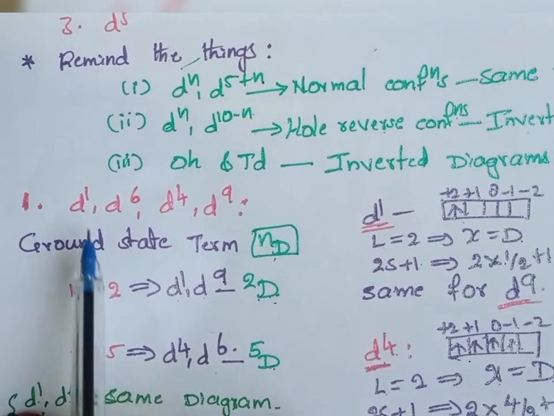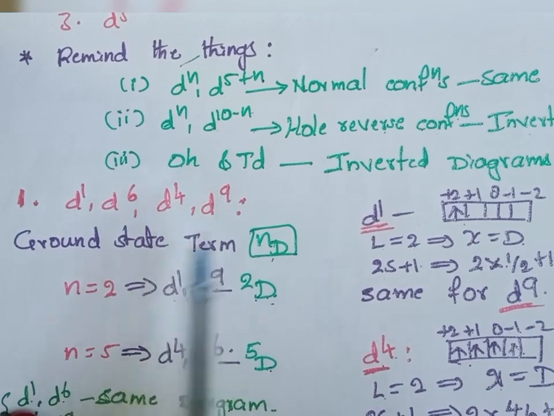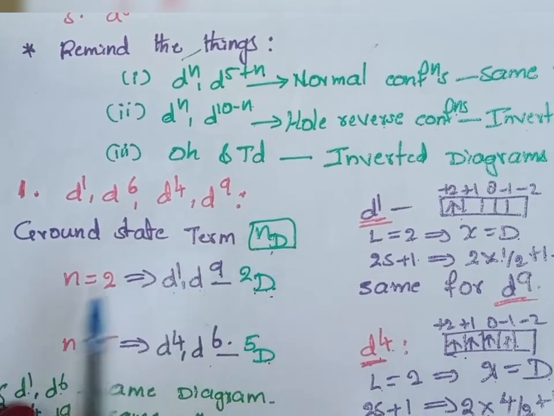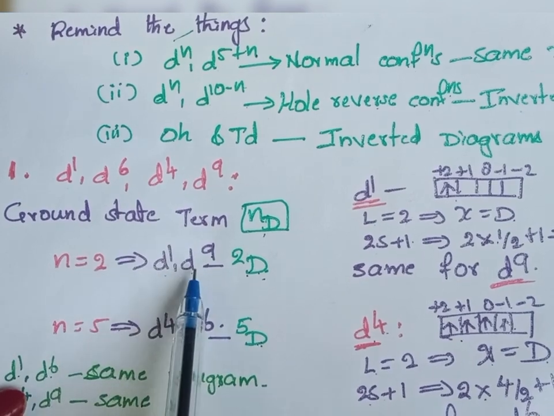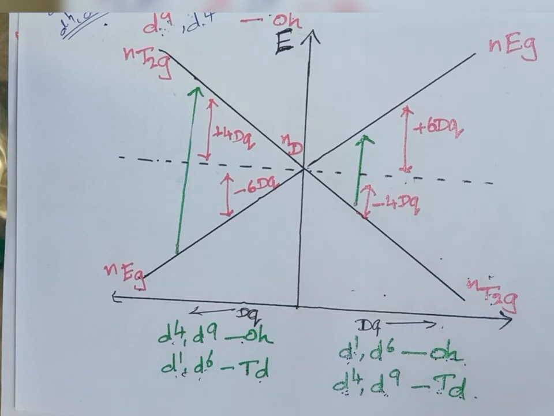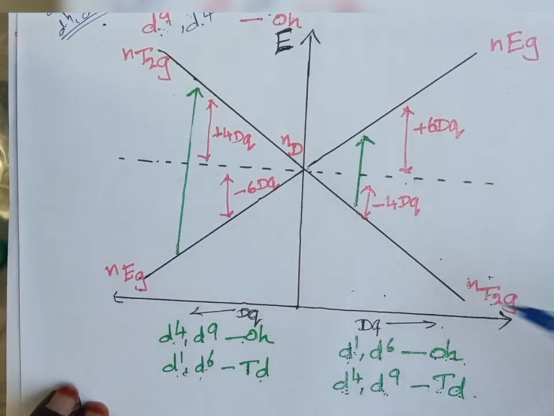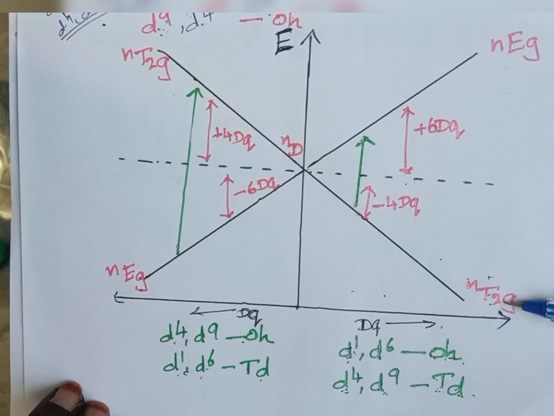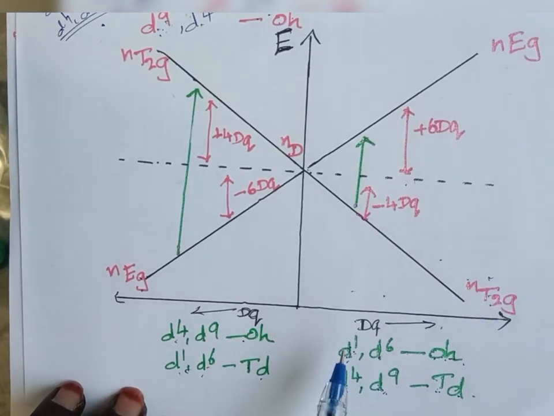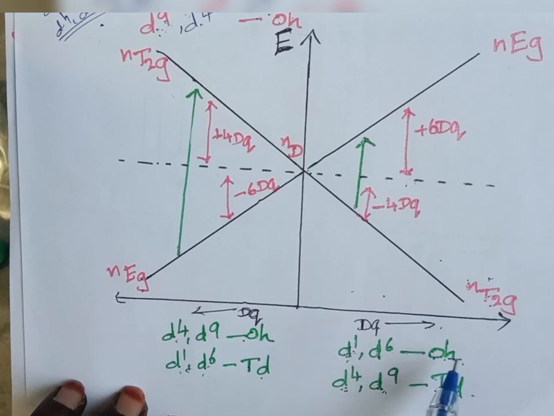So the first set is d1, d6, d4, d9. The ground state term for all these four configurations is nD, where n equals 2 for d1 and d6, and n equals 5 for d4 and d9. If you see the splitting diagram, the lower energy level is 2T2g and the upper is 2Eg. It is for d1 octahedral.